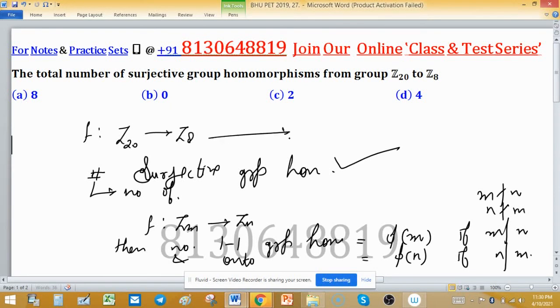So we are seeking a surjective group homomorphism. It means that it should be 1-1 and onto. It means that there is no onto group homomorphism because 8 doesn't divide 20. So there is no onto group homomorphism, which means no surjective group homomorphism. So the answer is mathematically option B.